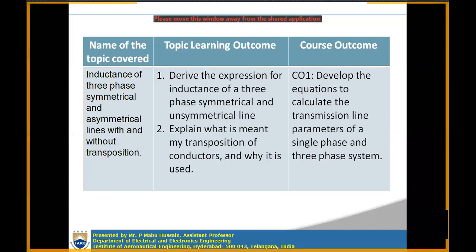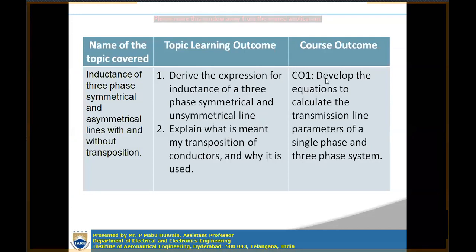Right. So the topic learning outcomes are: after completion of this topic, you can derive the expression for inductance of three-phase symmetrical as well as asymmetrical lines, and you can also explain what is meant by transposition of conductors and why it is used.